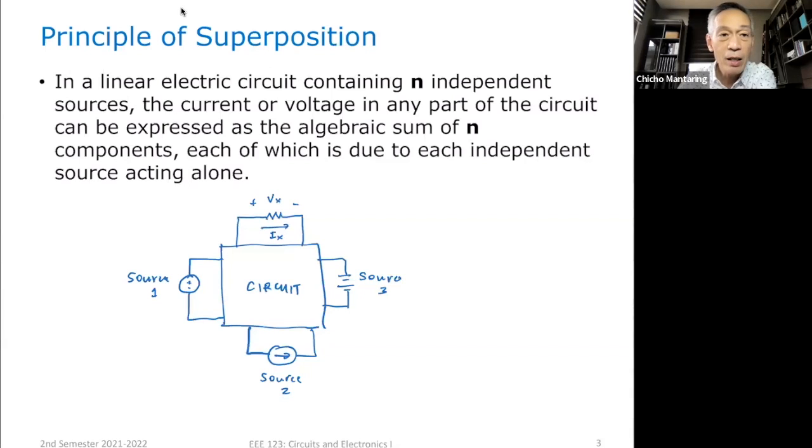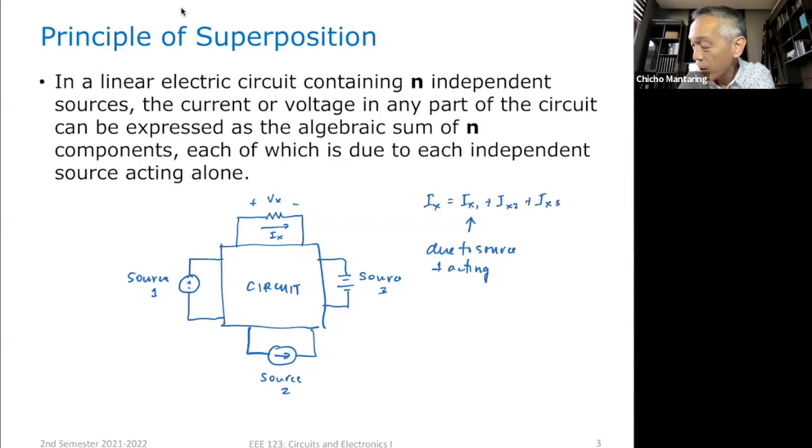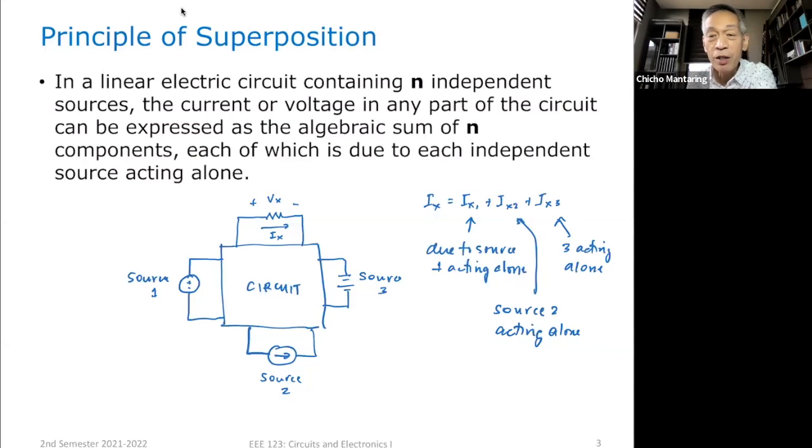What does the principle of superposition say? It says I of X is equal to IX1 plus IX2 plus IX3, where this is due to source 1 acting alone, this will be source 2 acting alone, and this is correspondingly source 3 acting alone. So the total current can be attributed to the individual contributions of each source acting alone. That's what the principle of superposition means.